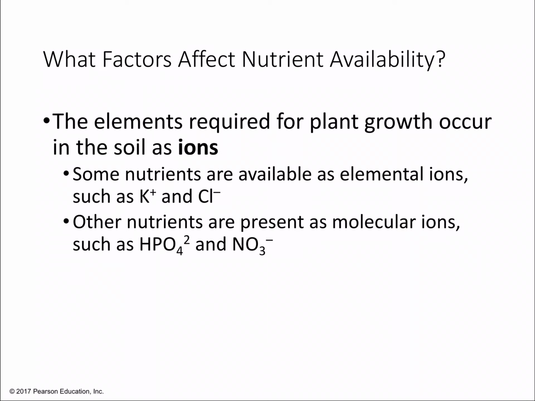So what factors affect the availability of nutrients and how well a plant can take them up? The elements required for plant growth to occur in the soil are in the form of ions. An ion, you might remember from chemistry, is a positively or negatively charged element. Some nutrients are available as elemental ions, such as potassium, a positive ion, or chlorine, which is a negative ion.